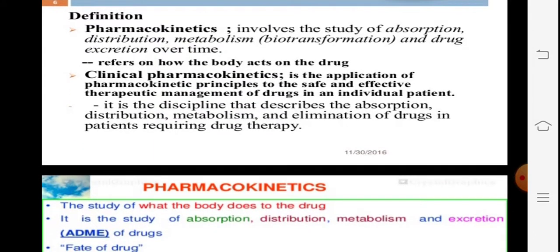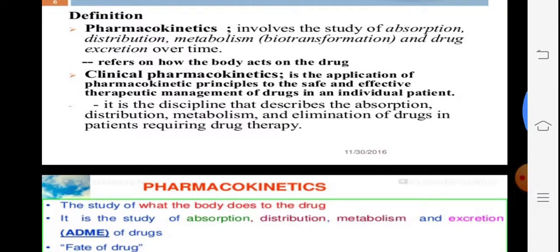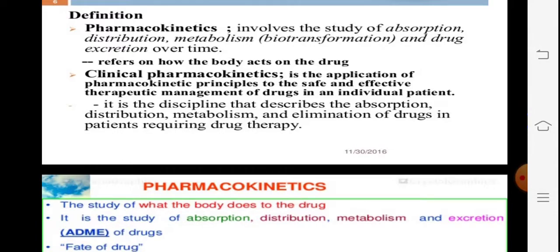So it is defined as pharmacokinetics. It involves the study of absorption, distribution, metabolism, that is biotransformation, and the drug excretion over time. So it refers to how the body acts on the drug, what is the response of the body.